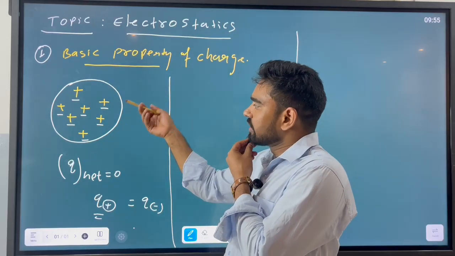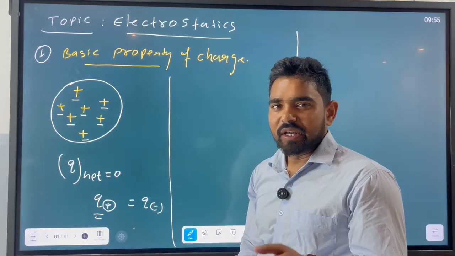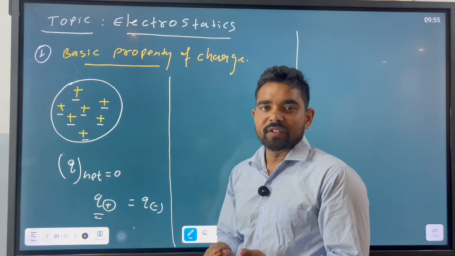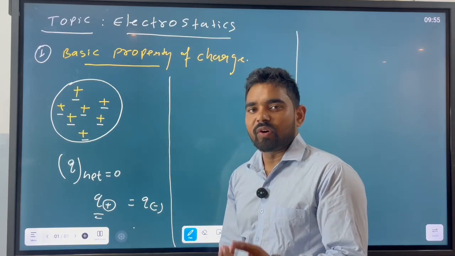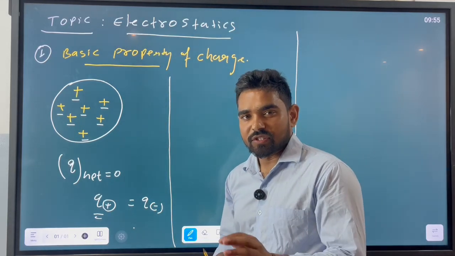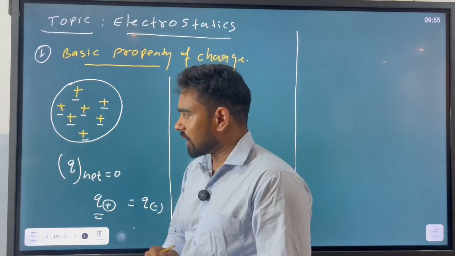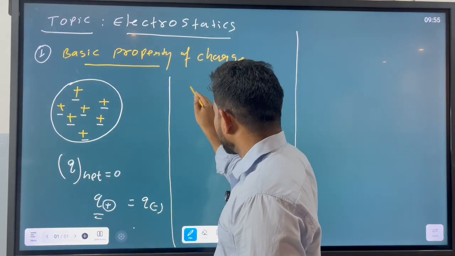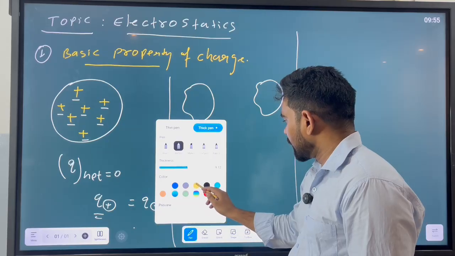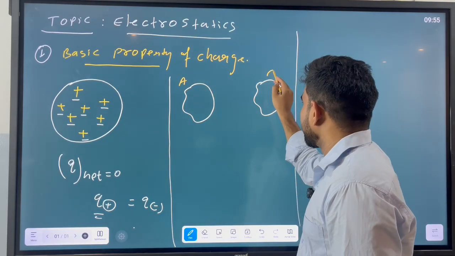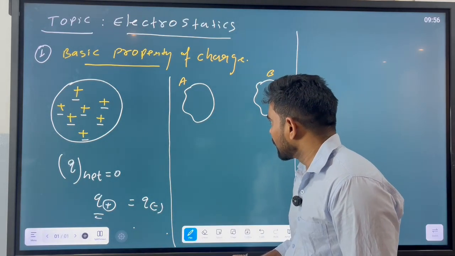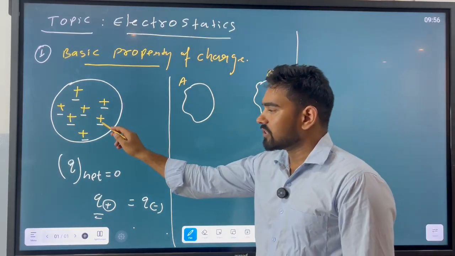But when electrons transfer from one body to another body, by any method like friction, conduction, or induction, then both bodies individually become charged. The first becomes positive and the second negative. Suppose this is the first object and this is the second object, A and B. Initially body A is neutral and body B is neutral.